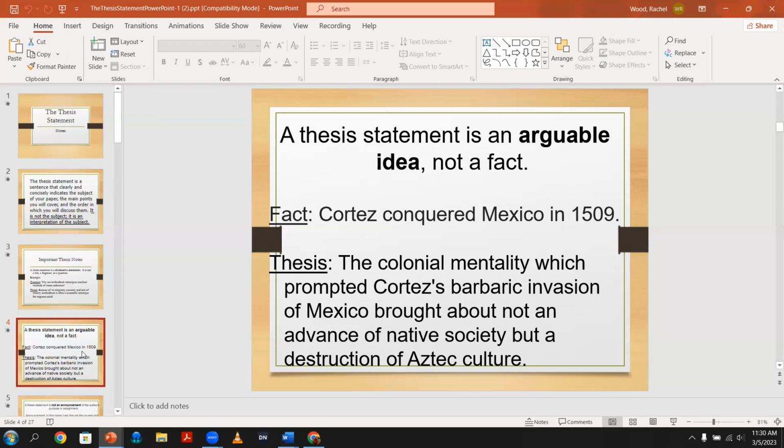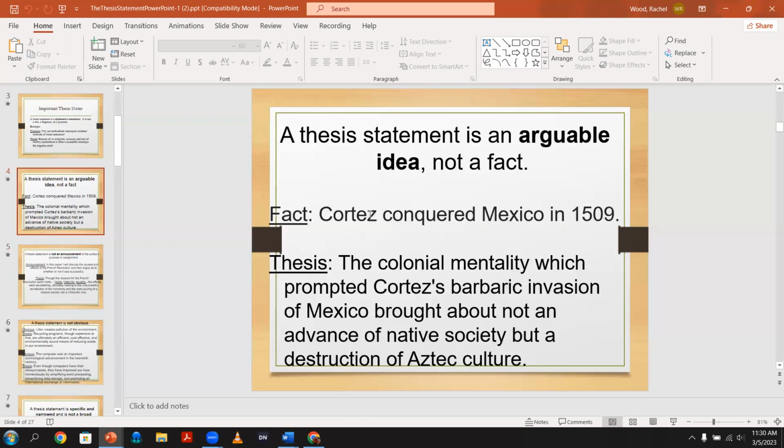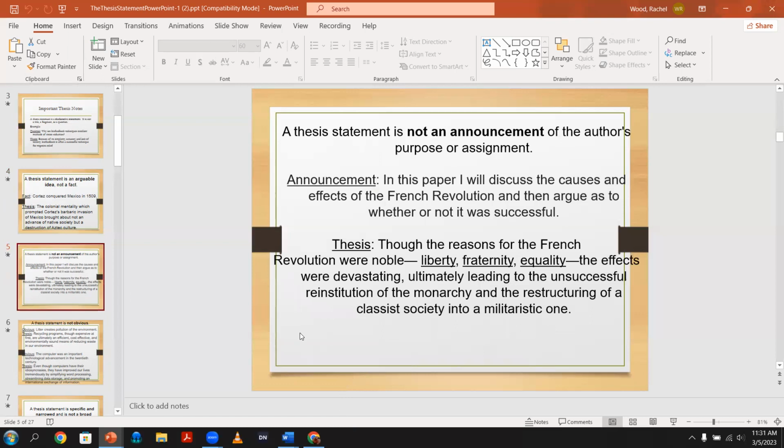It also tells the reader exactly what you're going to talk about. So notice the difference. You can argue that there's a colonial mentality, which is the result of Cortez's barbaric invasion of Mexico. You can also say that as a result of it, it didn't advance society, but destroyed it. That is an arguable, defensible thesis statement. So that's really important.